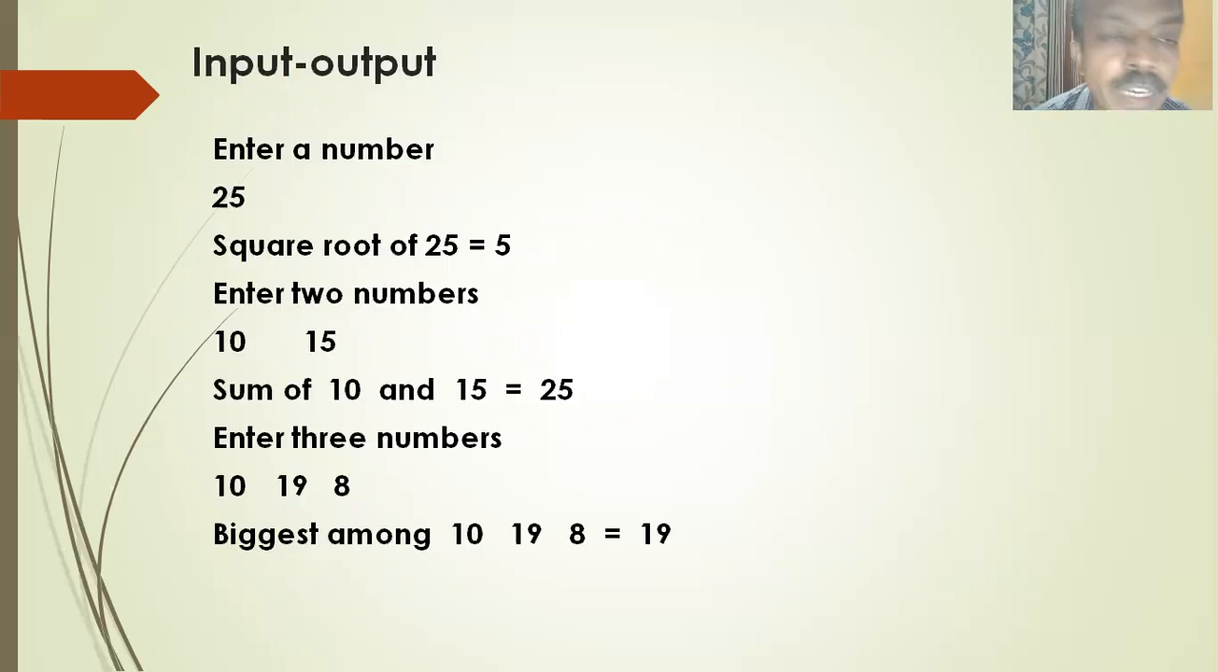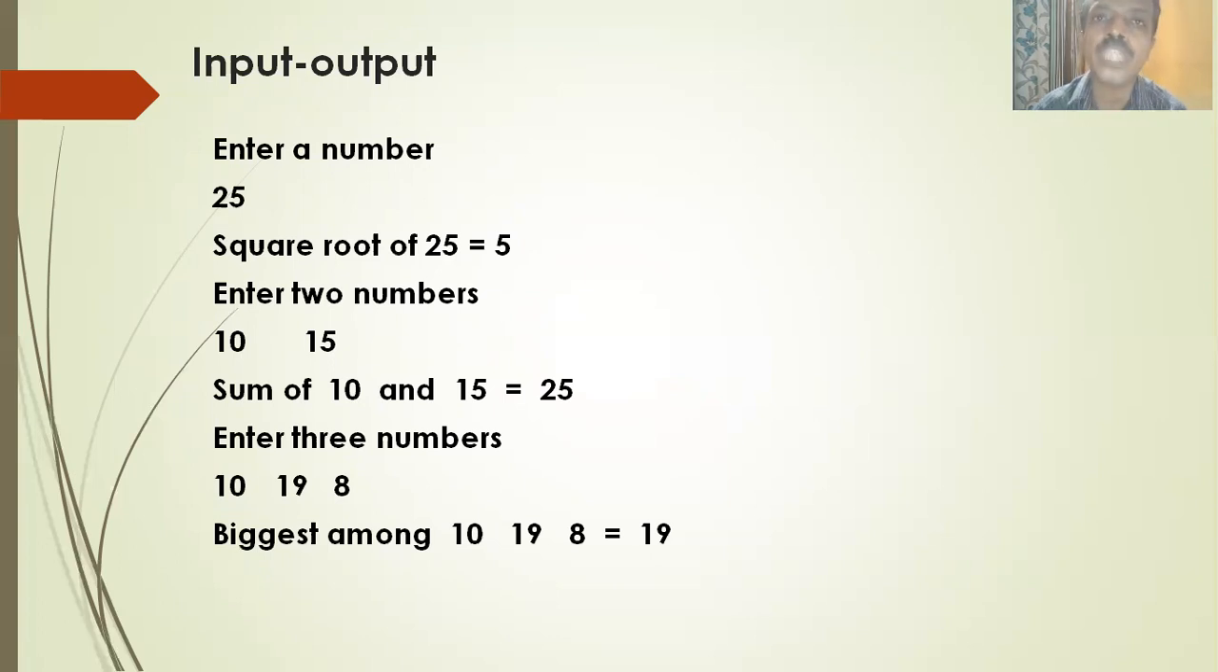So let us consider how to give the input for this program. First case, enter a number, you have to input a number called 25. Then you call the function R1 equal to fun of A. So here A value is 25 and R1 value will be square root of 25, that's equal to 5. The second case, you have to enter two numbers, 10 and 15. They are stored in P and Q respectively. Then you are calling the function R2 equal to fun of P comma Q. Then R2 value will be sum of 10 and 15, that's equal to 25.